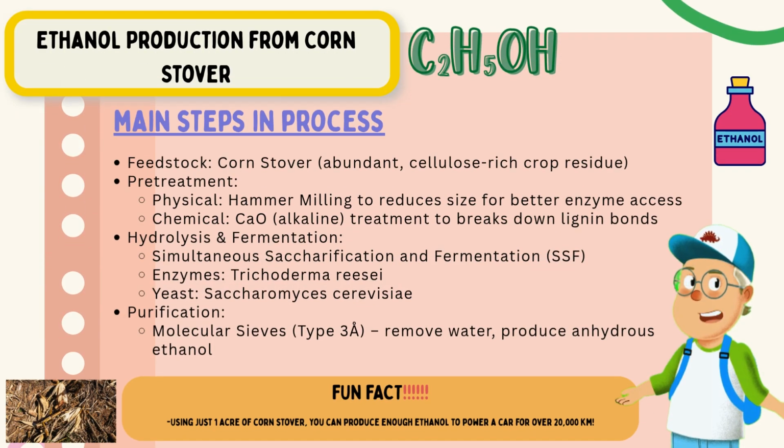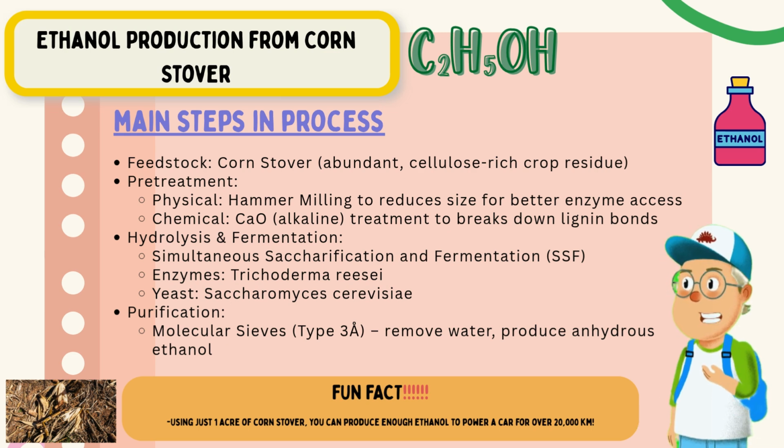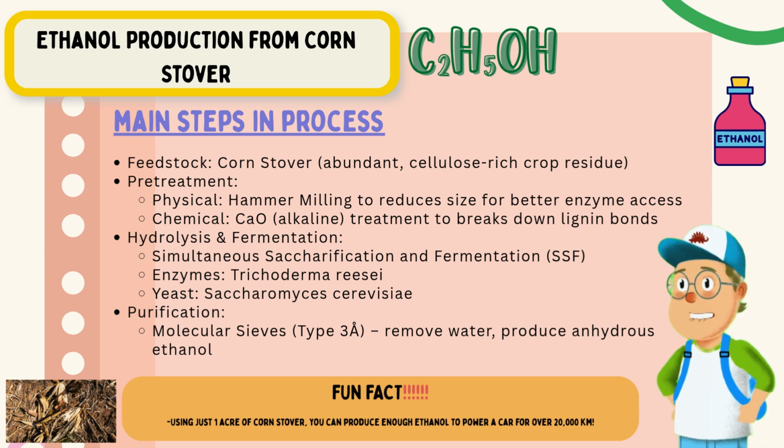Bismillahirrahmanirrahim. Assalamualaikum, my name is Afif. In this section, we will evaluate the ethanol production process from corn stover. The process begins with pre-treatment, where corn stover is ground using a hammer mill and treated with calcium oxide. This breaks down the plant's tough structure to expose fermentable sugar.